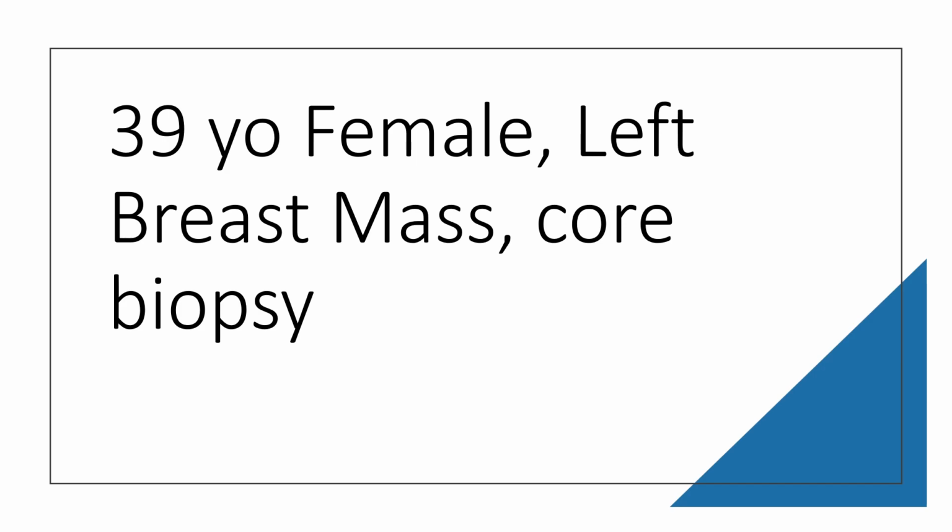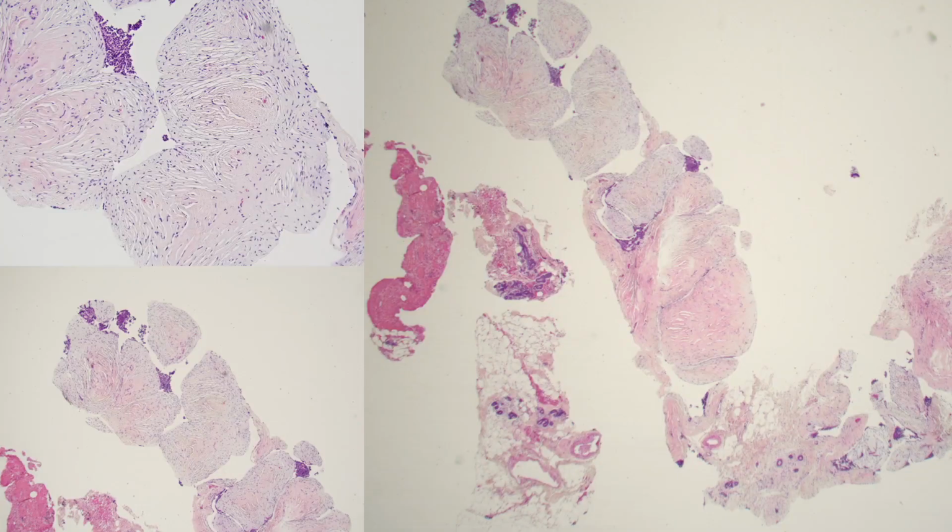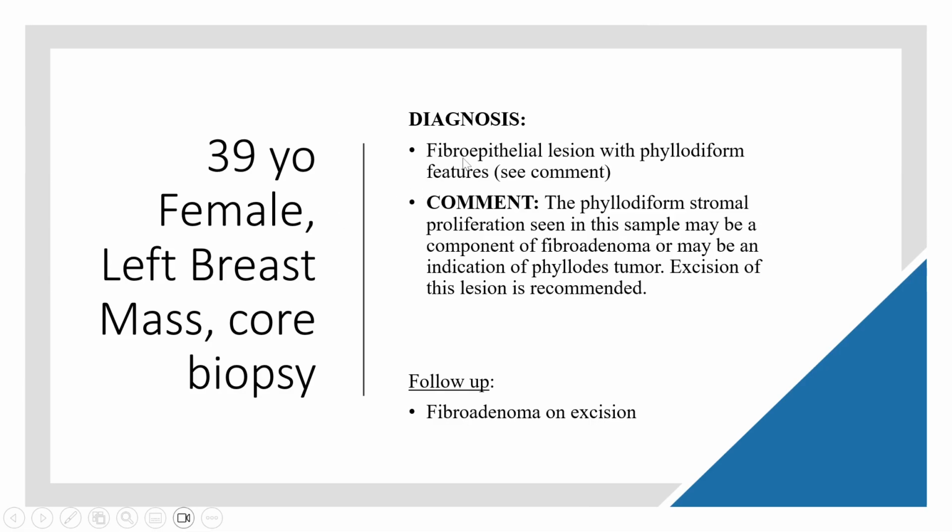The first one is a 39-year-old female with a left breast mass. In the core biopsy, we can see some normal TDLU of the breast, and in this mass we just see this spindle cell proliferation, kind of hypercellular, but no epithelial proliferation. So for this case, we will sign out fibroepithelial lesion with phyllodes features and see comment, and tell them the differential. And then of course the surgeon took this mass out, and it turned out to be fibroadenoma.